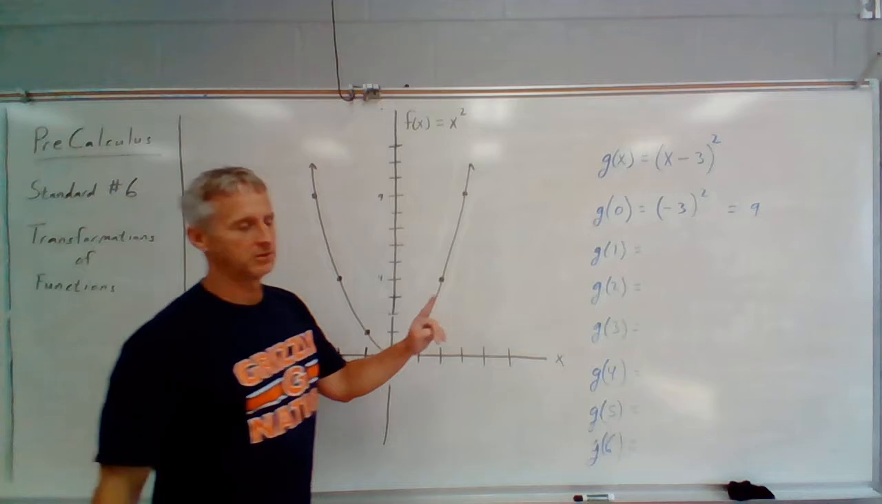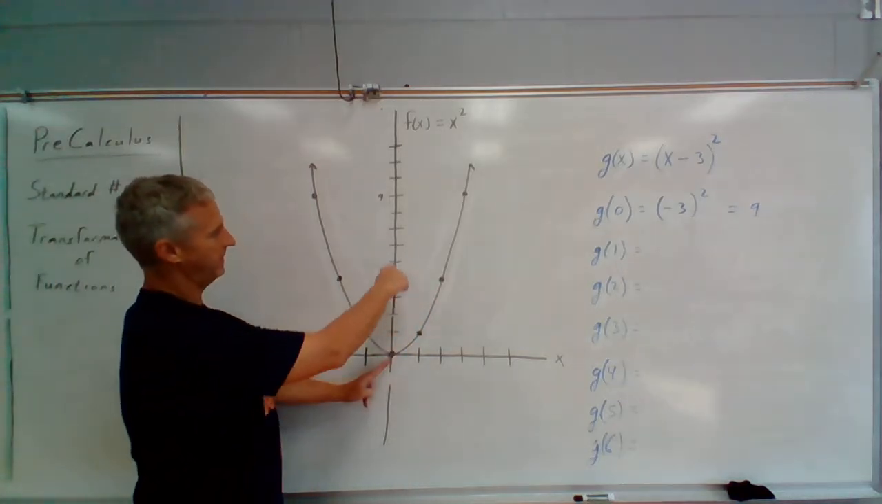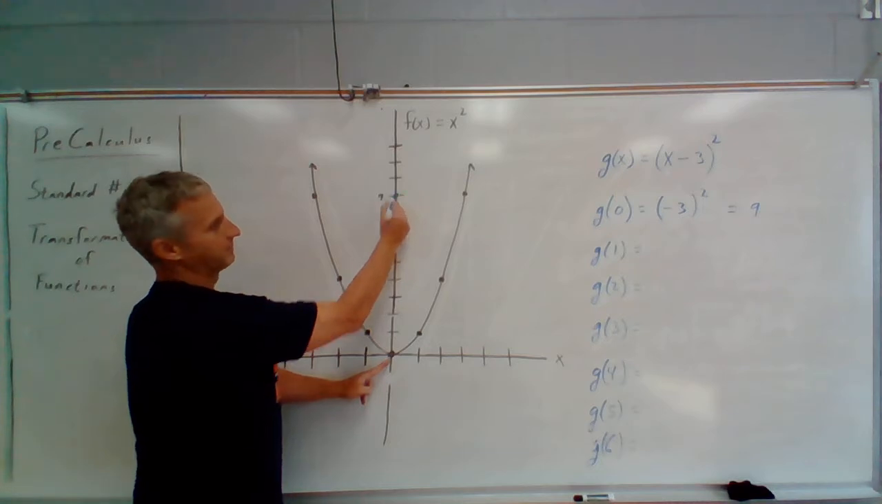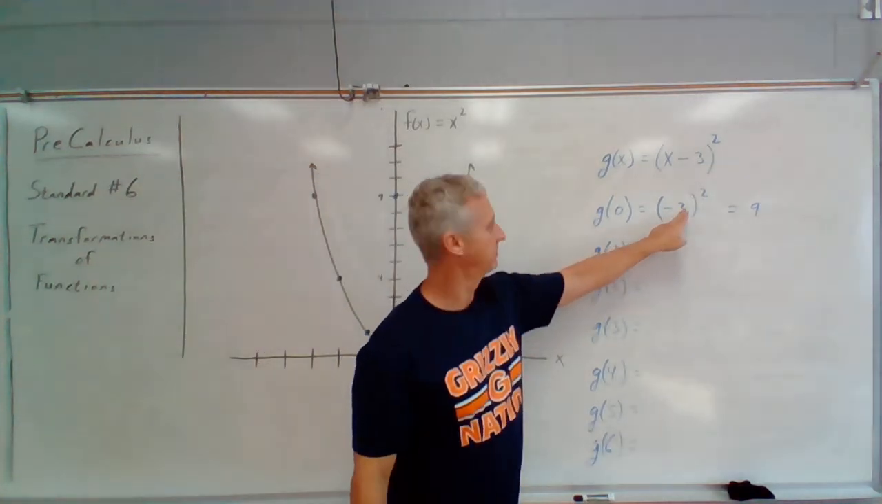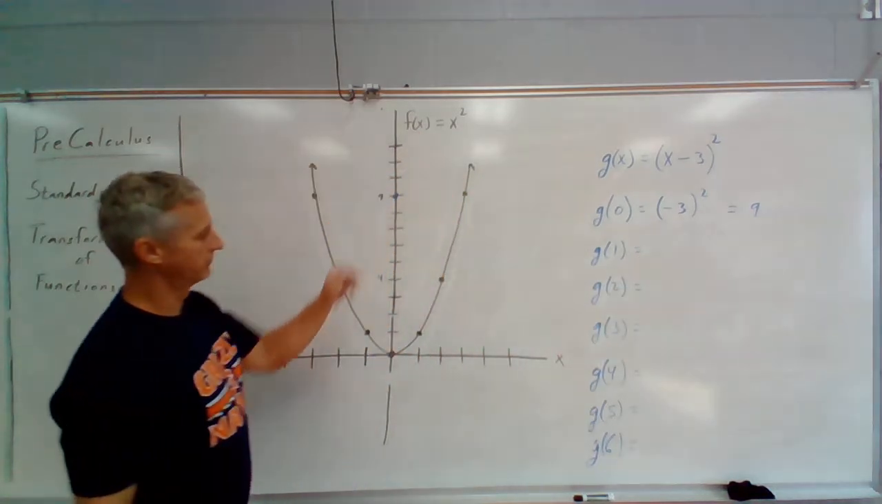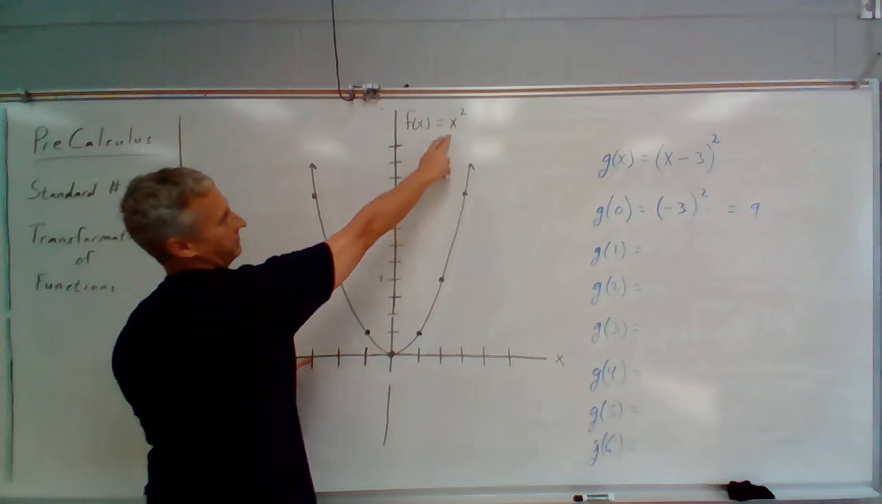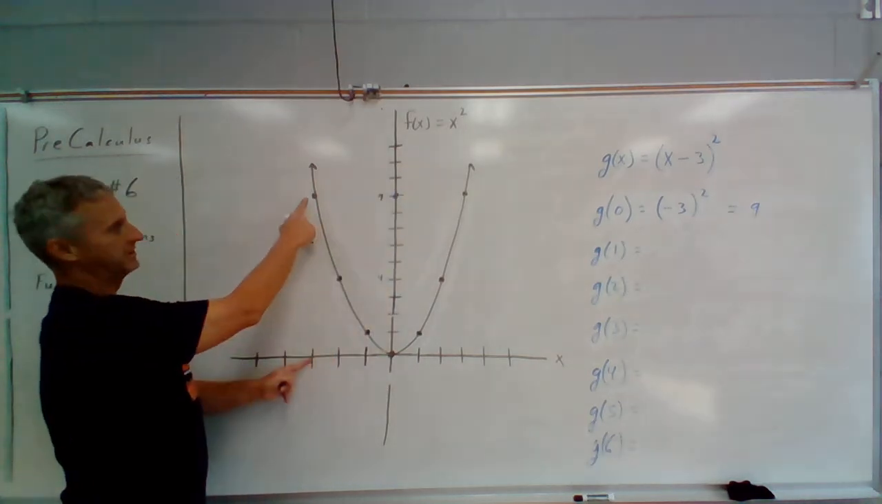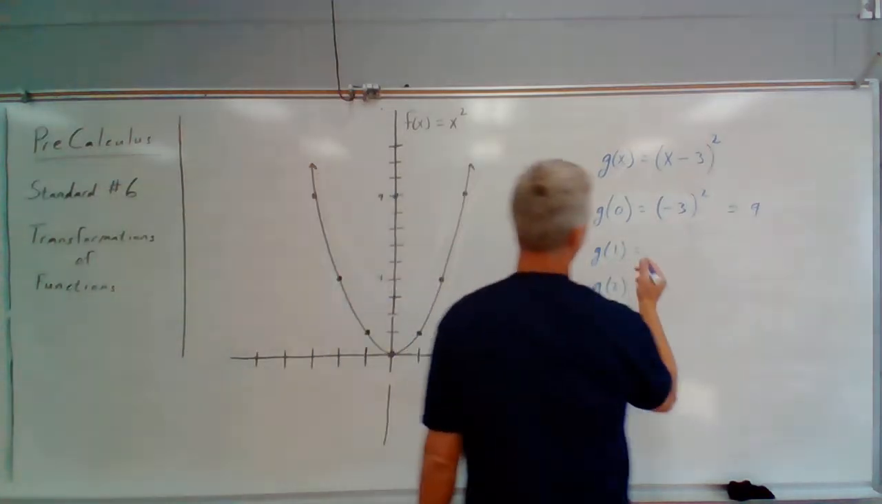Okay, so if I plug in 0, I get the point 0, 9. But notice that we squared negative 3. In the original function, if I plug in negative 3 squared, I get a 9. Okay, let's do another. Let's do g of 1.